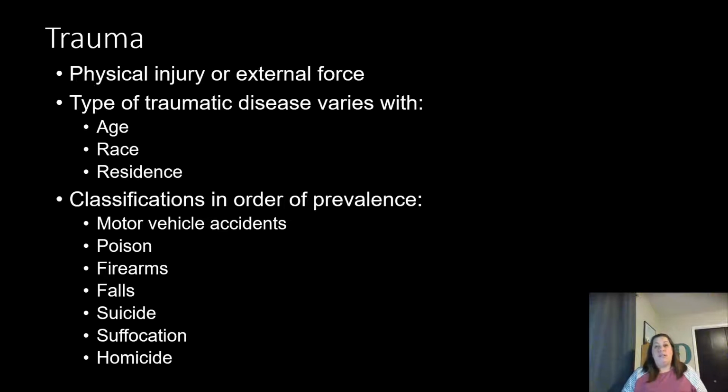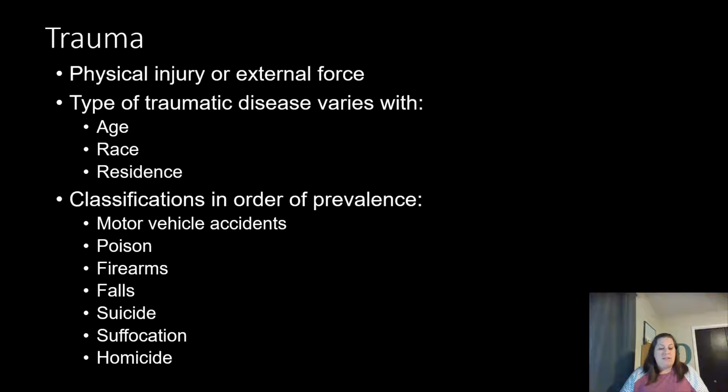We see that older individuals are going to be more prone to having falls, where they fall and end up hurting themselves and having some sort of trauma. On the other hand, we see that gunshot wounds, which is from an external force, tend to be more common in young adults. All right, so a lot of times based on our age, depending on where we are in life, there may be certain traumas that are more common.